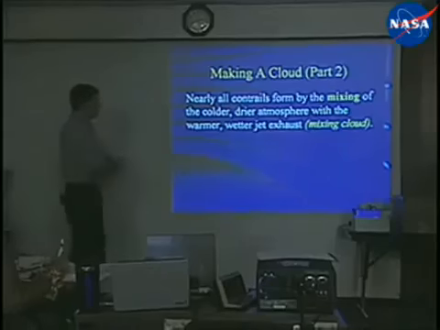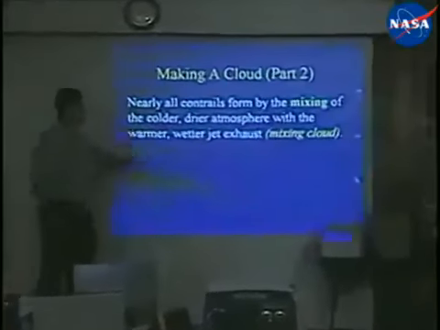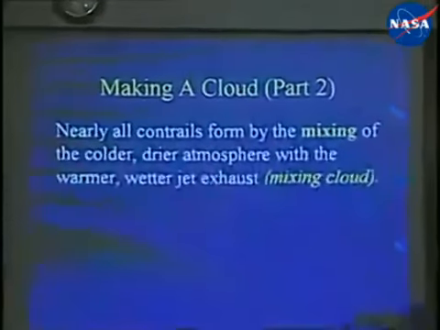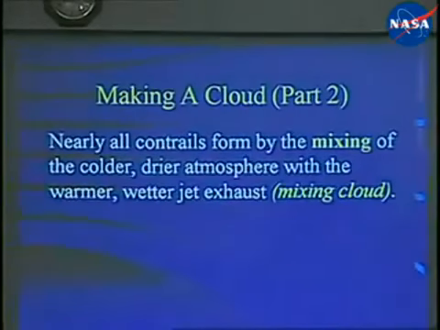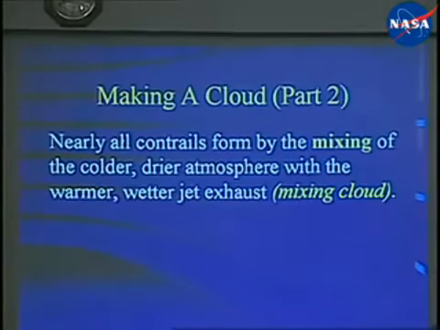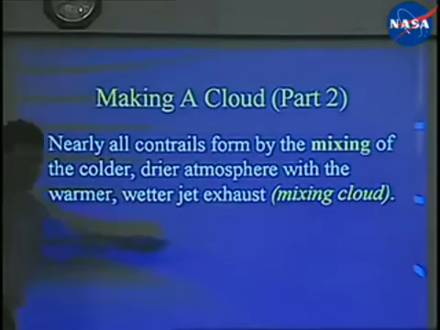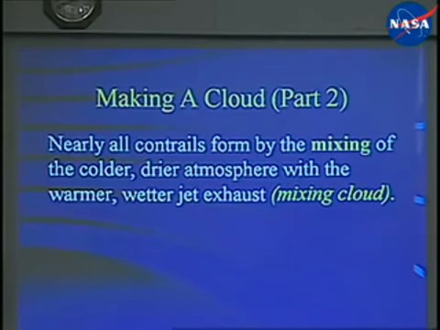Now in contrails, it's a little bit different. Nearly all the contrails that you'll see in the sky are formed by the mixing of the cold outside air with the wet exhaust of the jet. This is what's called a mixing cloud. What happens is, as you burn the jet fuel, one of the byproducts of that combustion is water vapor.